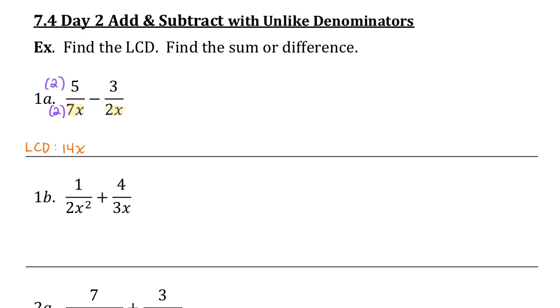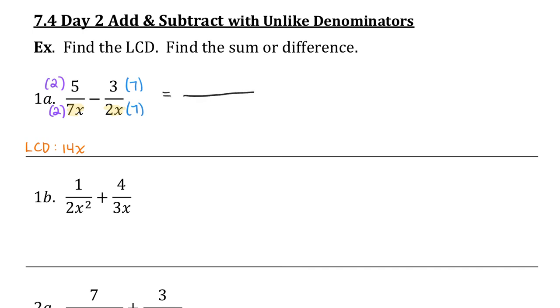And let's look at the second fraction. It's 2x. I want it to be 14x, so I need to multiply by 7. Now I have 14x at the bottom. If I do it to the denominator, I need to do it to the numerator. So now let's rewrite our new fraction.